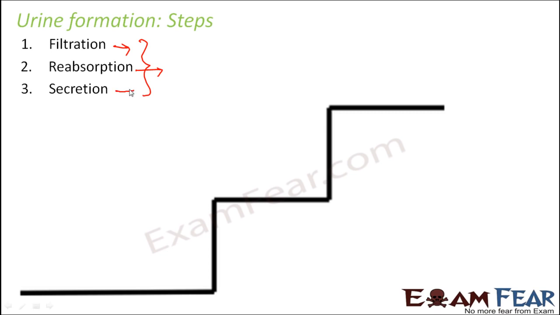Secretion: even after filtration has happened, there might be some other waste products present somewhere else in the body. So they also are secreted back into this filtrate. As a result of these 3 steps, we are left with a filtrate which contains only the waste materials, the excess water and the excess ions. That is then thrown out of the body through the urethral aperture.